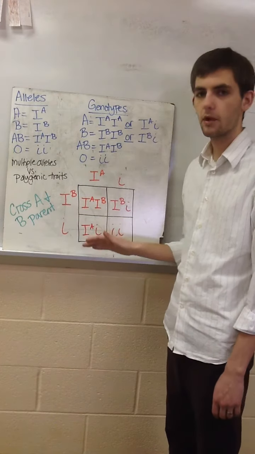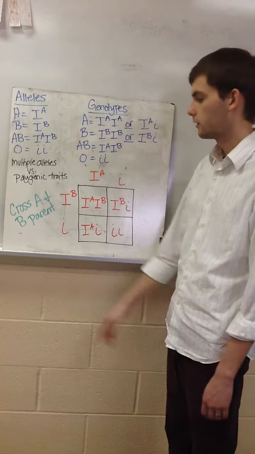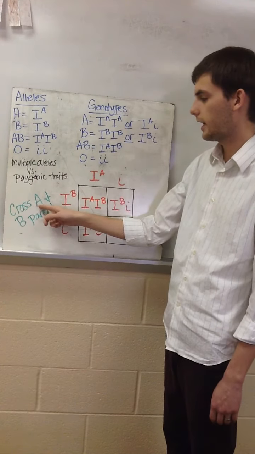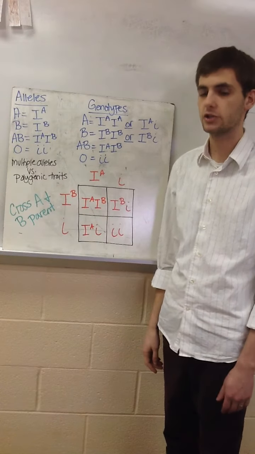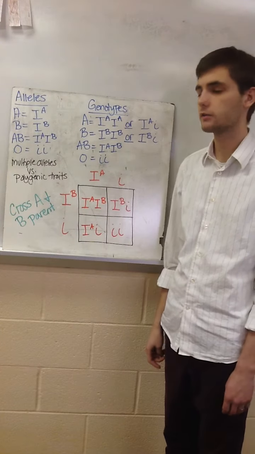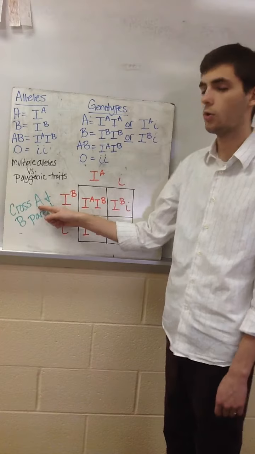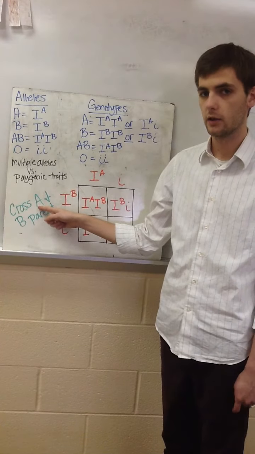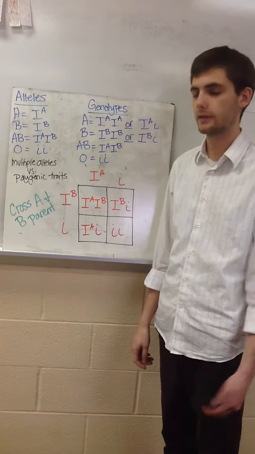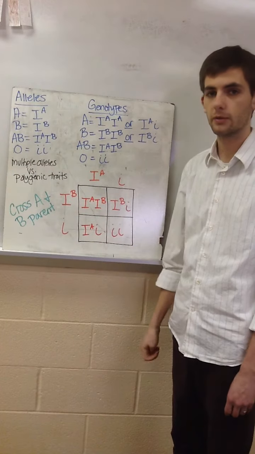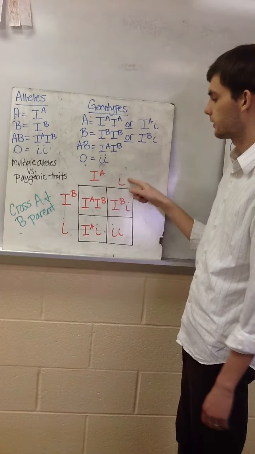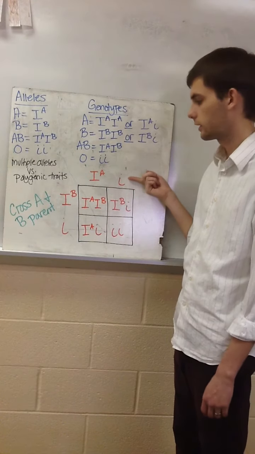Here's an example of a blood type problem. So the problem says cross A and B parents. At any point in a problem that you're dealing with blood types, if you are not told whether the individual is homozygous or heterozygous, you always assume heterozygous. So to cross parent A, we are not told whether they're homozygous or heterozygous. We're going to write that genotype using a heterozygous setup.